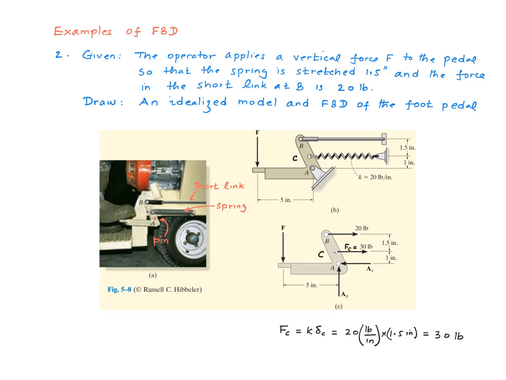All right. So it's given that the operator applies a vertical force F to the pedal so that the spring is stretched 1.5 inches and the force in the short link at B is 20 pounds. And we are to draw an idealized model and the free body diagram of the foot pedal. So this is an example of a problem where the structure is kind of complex, right?